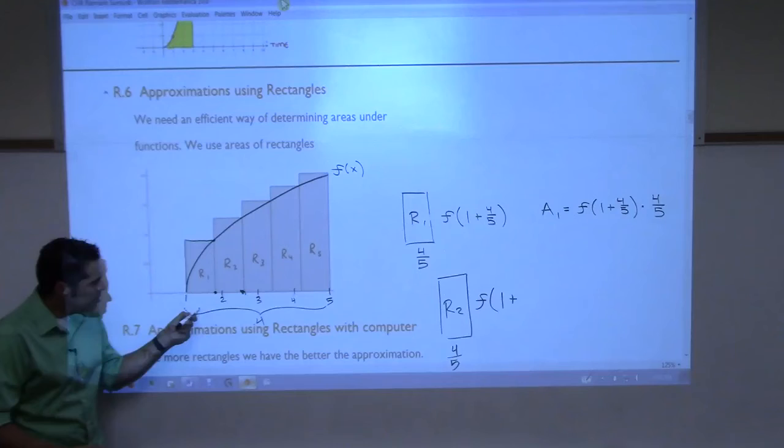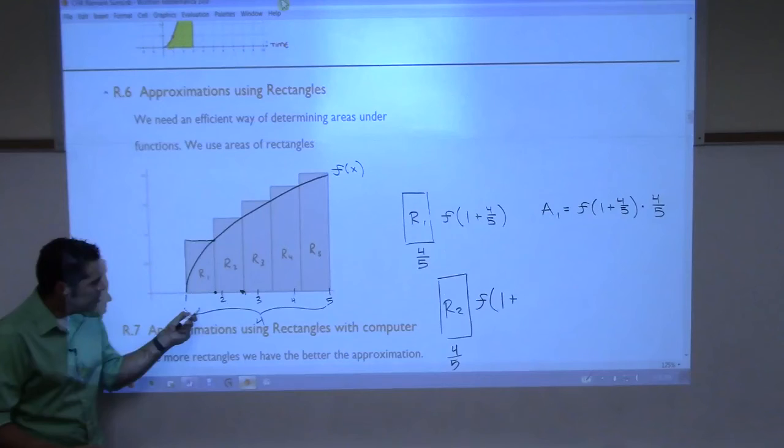The height is this point right here plugged into the function, and that is the height of our rectangle. Do you see that? We're taking the right endpoint of our rectangle and evaluating it in the function, and however high that is, I'm drawing my rectangle over. So how high is that? What is this point right here?